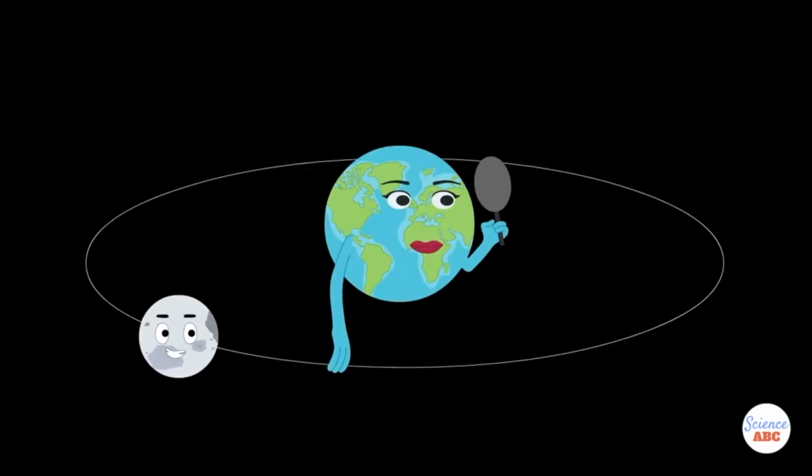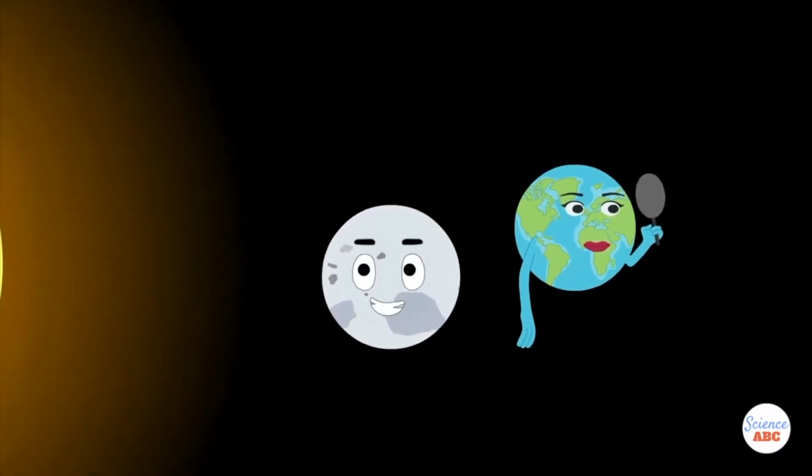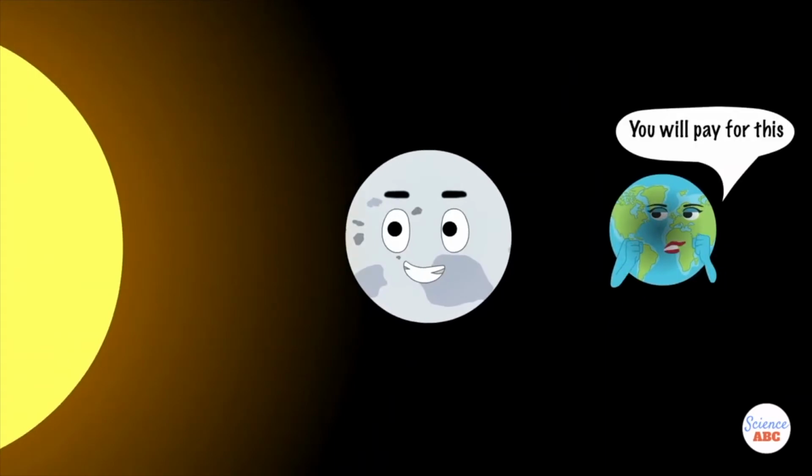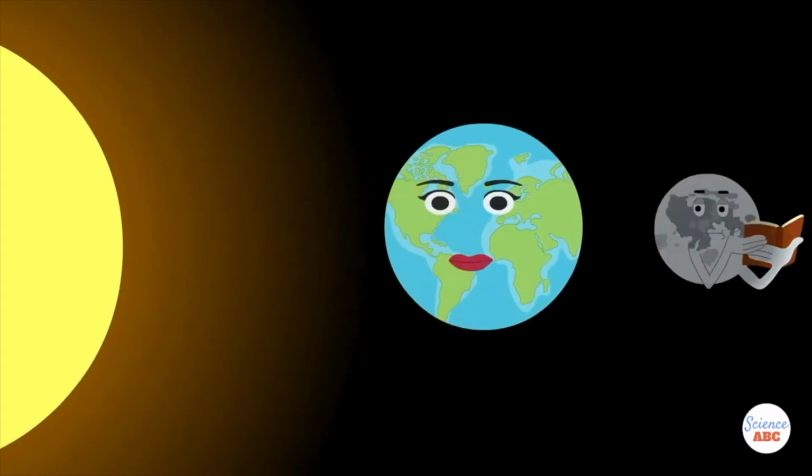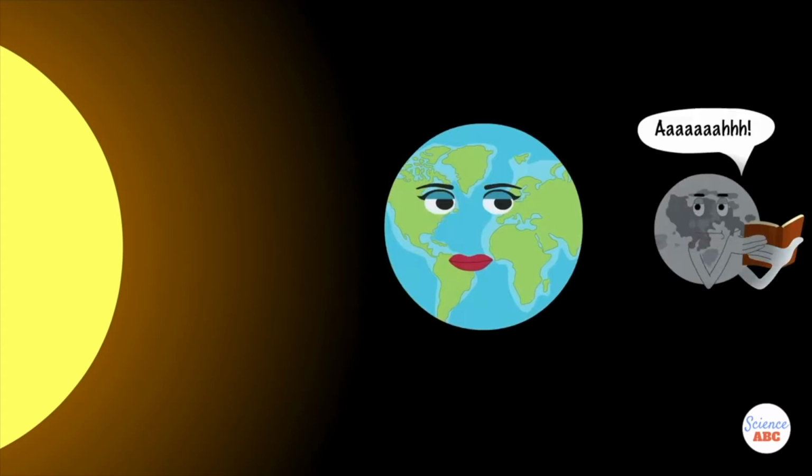Since the moon continually revolves around the Earth, it's only natural that it sometimes comes between the sun and the Earth, while at other times it goes behind the Earth, so that the Earth comes between the moon and the sun. When the latter happens, we see a lunar eclipse.